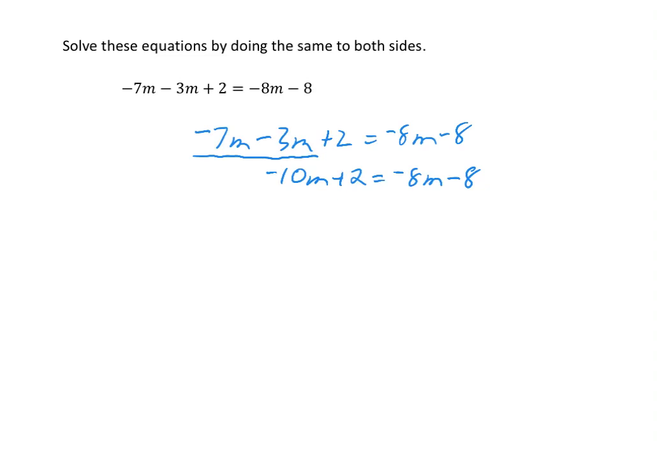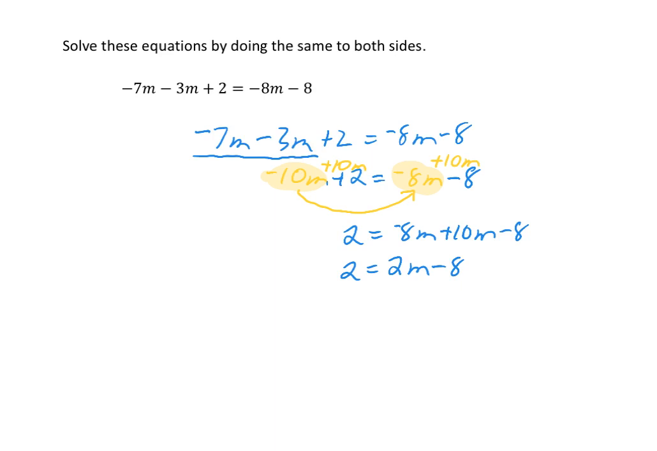Now that I've simplified, I can go ahead and move my unknown variables to one side. I have a negative 10m on one side and a negative 8m on the other side. I want to move my negative 10m over to the right-hand side. To do that, the opposite of subtracting 10m is plus 10m. What I do to the left-hand side, I need to do to the right-hand side. So my equation becomes 2 is equal to negative 8m plus 10m minus 8, so 2 is equal to 2m minus 8.